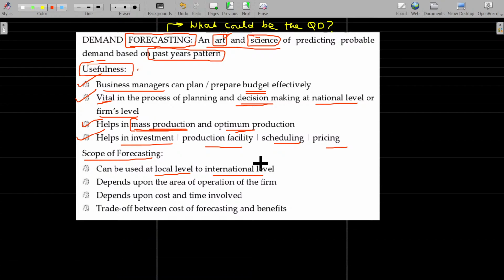Then international, beyond the Indian level. Even pollution control requires a wider one. Wider one means not only within India, it is international. So forecasting can be useful from the local level to a higher level, depending upon the area of operation of the firm. Is that useful for your requirement also? Just think over.